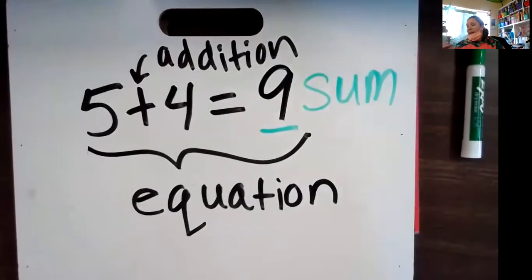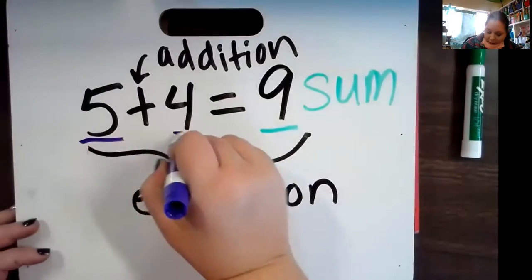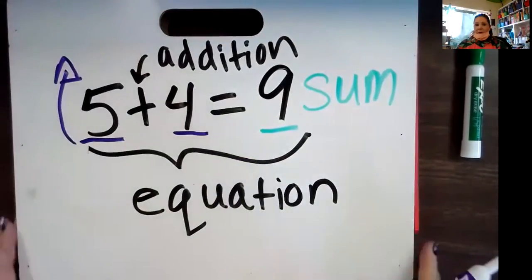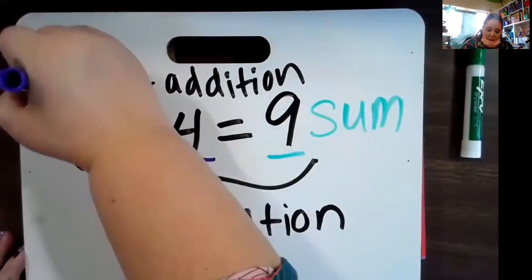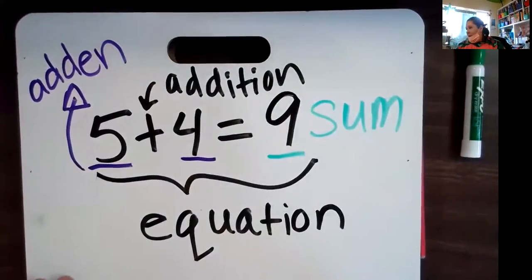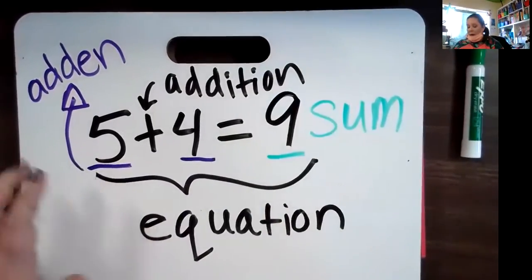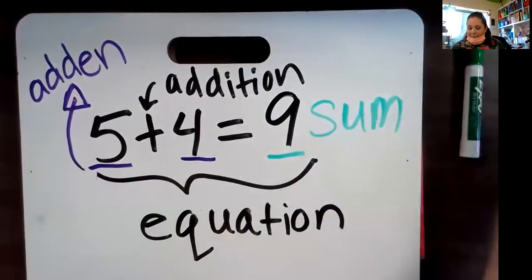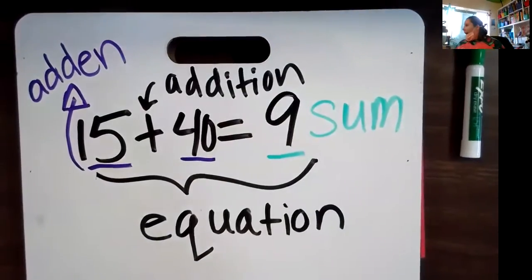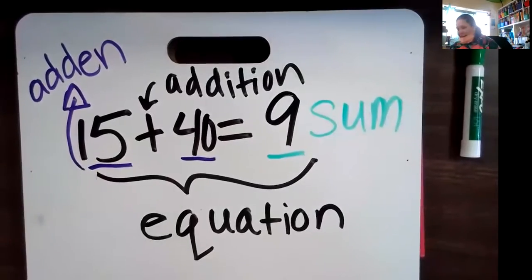Now, the other day, I gave you guys a new vocabulary word, and it was what these numbers are called. Do you remember what they're called? Add-ins. Does it matter what number is there? No, whatever numbers are here being added together are the add-ins. So this could be 15 plus 40, and they're still add-ins, correct? Okay, so today we're going to be finding missing add-ins, okay?